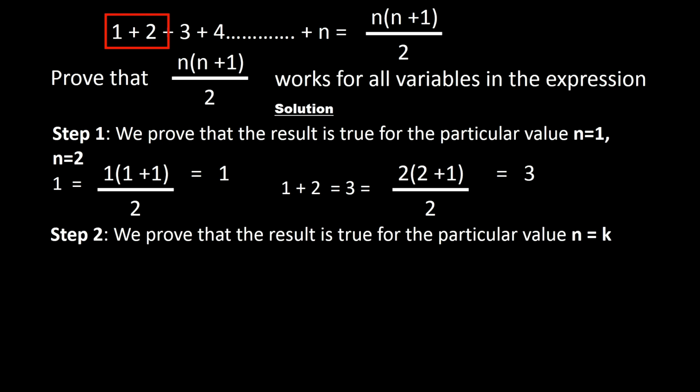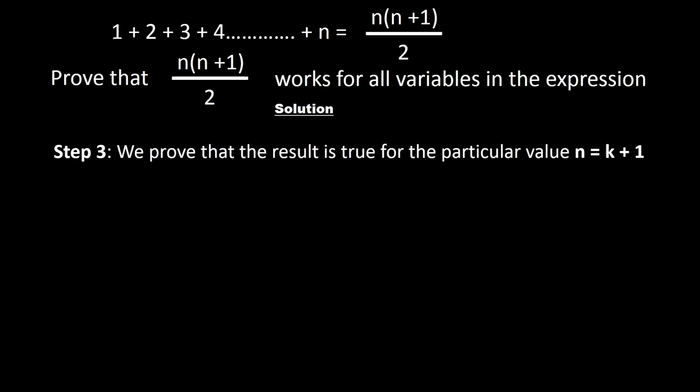So step 2, we prove that the result is true for the particular value n equals k. So even if we add 1 plus 2 plus 3 plus 4 ... plus k is equal to k into bracket k plus 1 divided by 2, it's still the same thing. So we are very sure that even if n is equal to k, it is still true. So we check step 3.